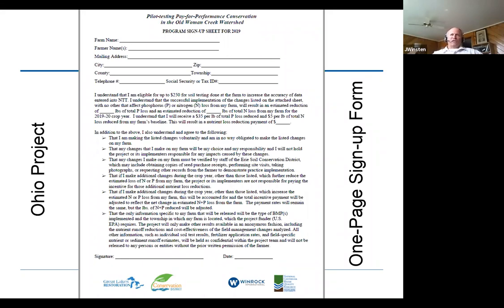But this basically tells them the pounds of reduction that they're going to get if they make the changes that they signed up for and what the payment's going to be. And then it has some conditions there, which I won't go into in detail, but they're fairly straightforward. I can talk more about them at another time if people are interested.